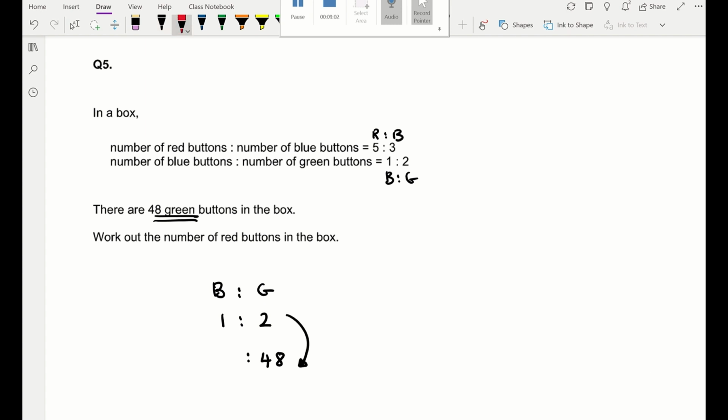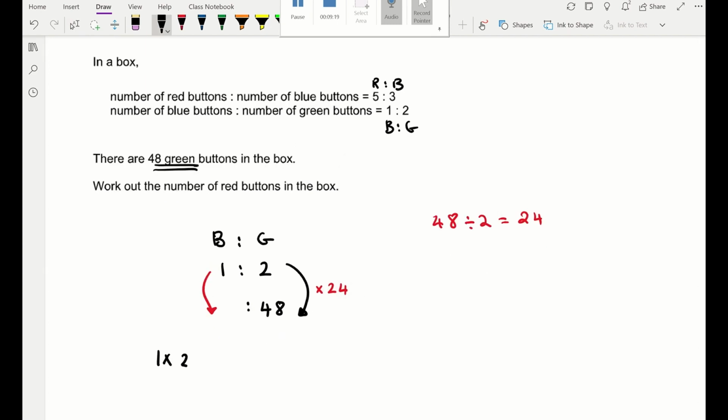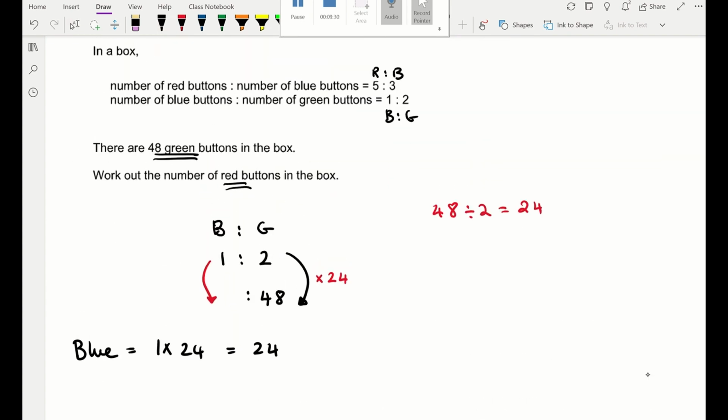How did I go from 2 to 48? Well, if you're not sure, you can do 48 divided by 2 and you would get 24. So times 24, which means to get to the blue, 1 times 24 equals 24. But I don't want blue, I want red. So I now need to use the next. Red to blue is 5 to 3.